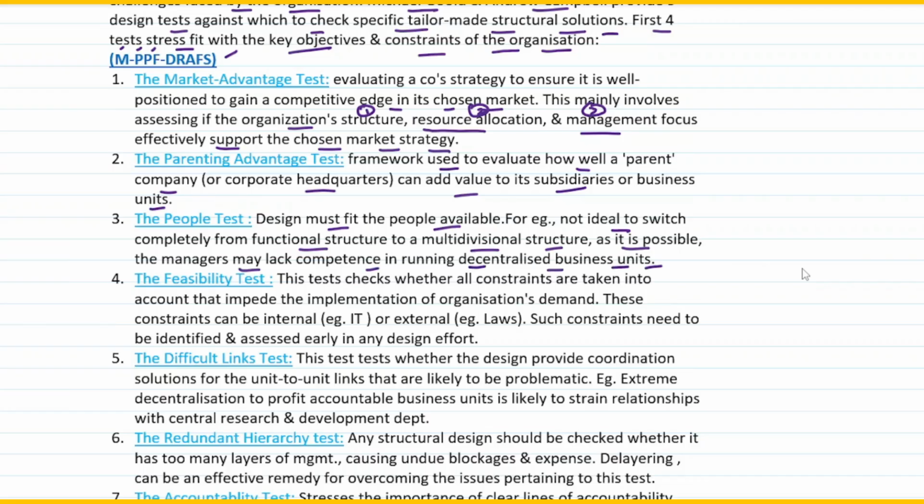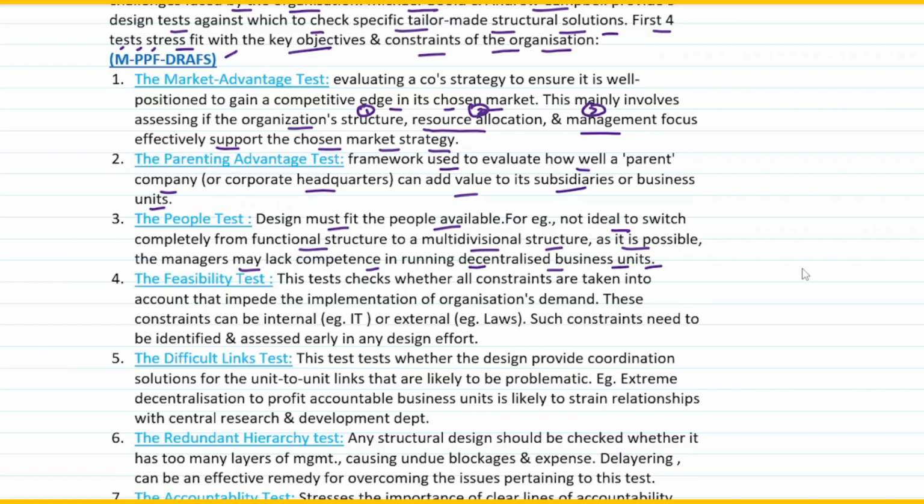So if you are working in a functional structure, you may be working in a centralized structure. But if you move to a multi-divisional structure, if you have not seen my last video, please do check that. In that, I've clearly explained that in a multi-divisional structure, you basically work in a decentralized business unit. So if you are migrating people from the functional to a multi-divisional structure, it is possible that the managers out there may not have the competence to run the multi-divisional structure, right? So that is a people test. So you should fit into it. If you're not a proper fit in that, then you should not be delegating or appointing that person in that particular structure, right?